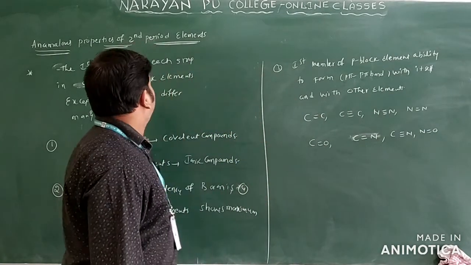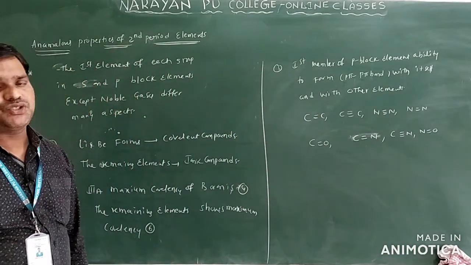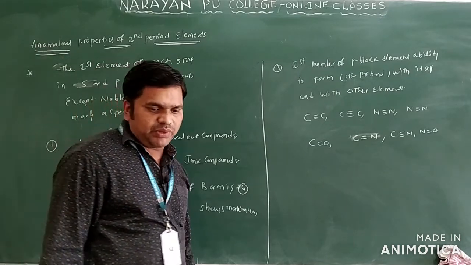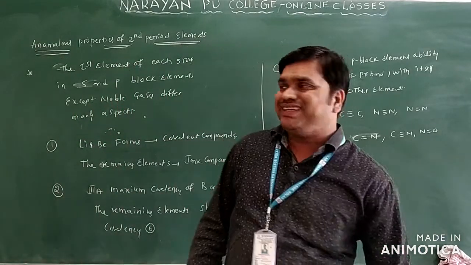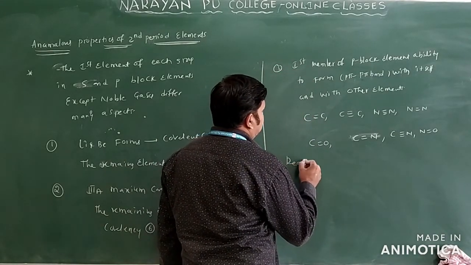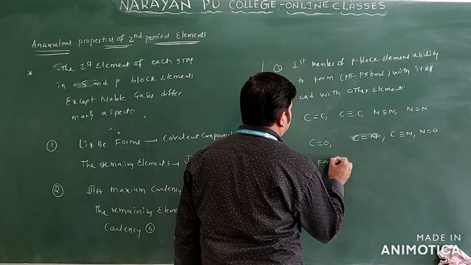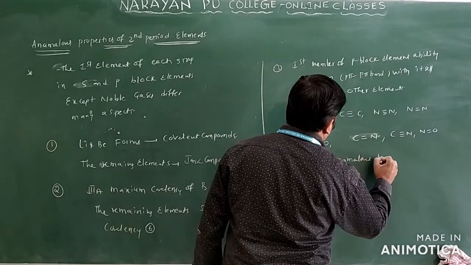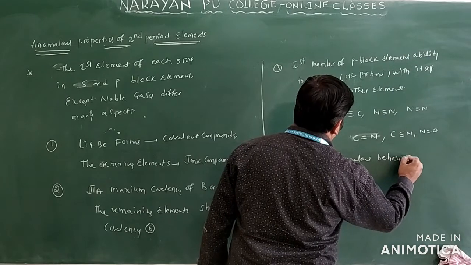These are some of the anomalous properties of second period elements only. So why these anomalous properties? Okay, so what are the reasons here? I'll write the reason for anomalous behavior here. What is the reason for anomalous behavior?